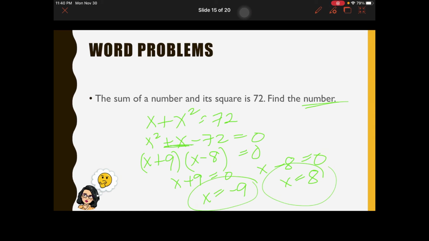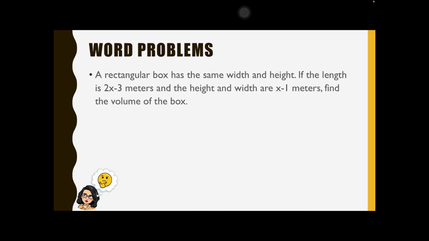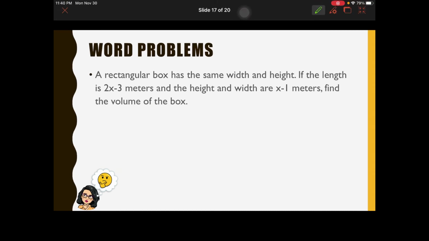Alright, we are now down to our last problem of the video. And it is, a rectangular box has the same width and height if the length is 2x minus 3 meters and the height and width are x minus 1 meters. Find the volume of the box. So, meron po tayong rectangular box na pareho daw ang width and height. So, kung i-illustrate natin, syempre hindi po magaling mag-drawing si ma'am, pagpasensyahan nyo na po. So, let's say this is your length, and then your width, and your height.